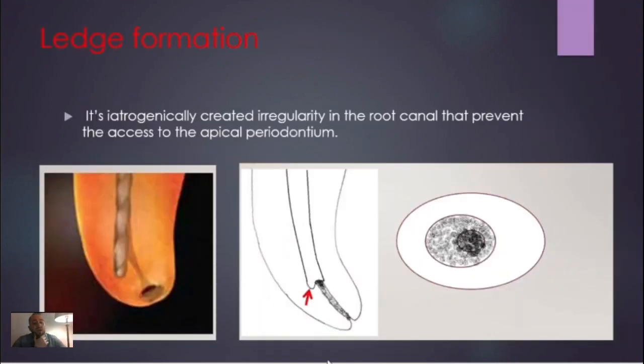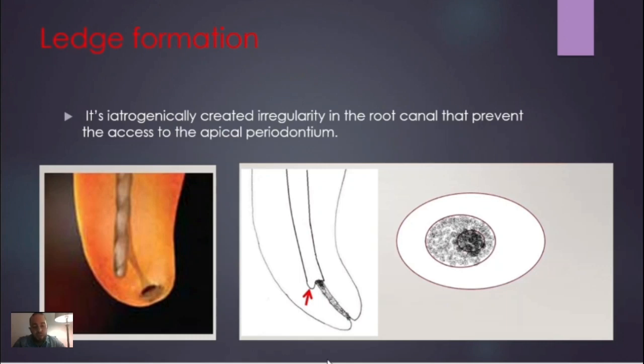So what is a ledge? A ledge is defined as an iatrogenically created irregularity in the root canal that prevents access to the apical periodontium. In other words, a ledge is created when the working length can no longer be negotiated and the original pathway of the canal has been lost. Our problem is not the ledge itself. The problem is the area below the ledge that needs to be well cleaned and disinfected.